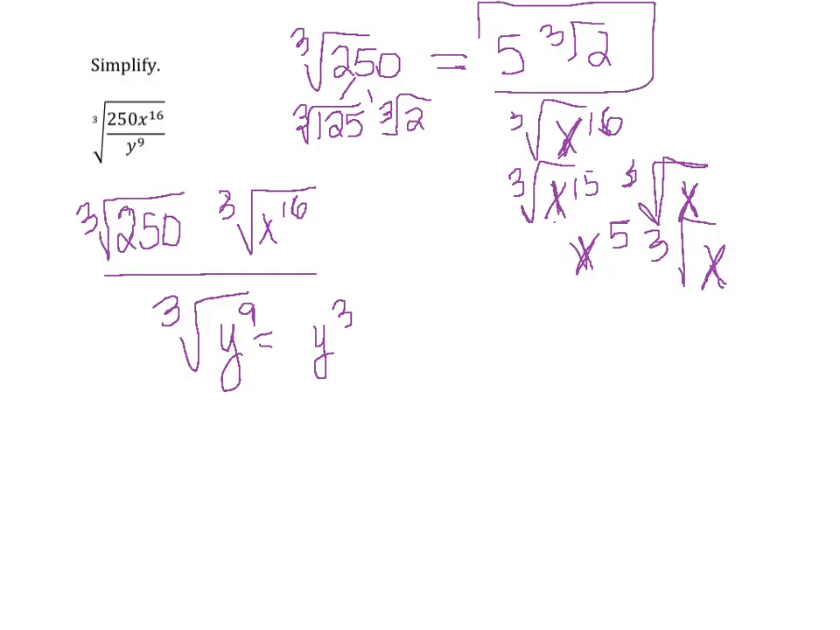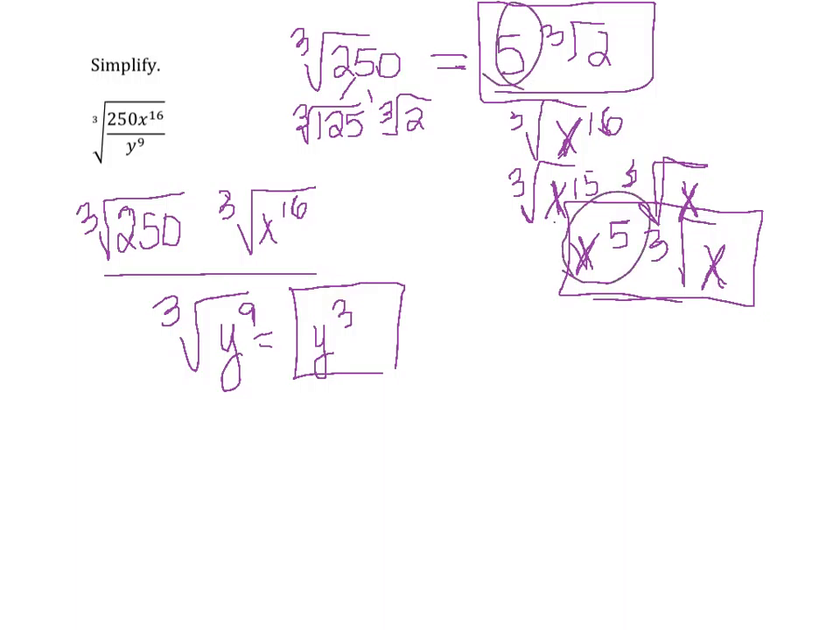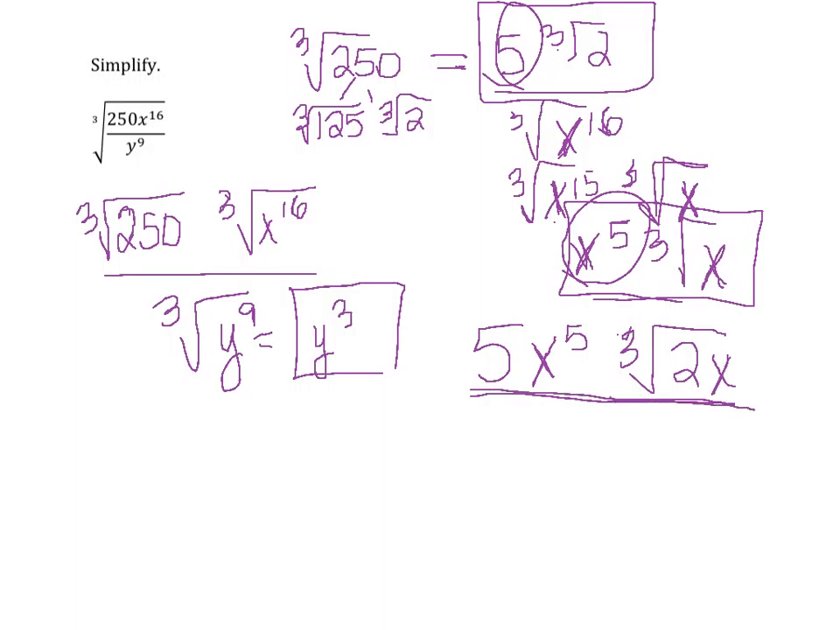And so when I bring these three pieces together, those two in the numerator and this one in the denominator, that 5 and that x to the 5th are going to get multiplied: 5x to the 5th power. And the cube root of 2 and the cube root of x will stay under that cube root together as 2x. And that is being divided by, and really the whole thing is being divided by, y to the 3rd power.